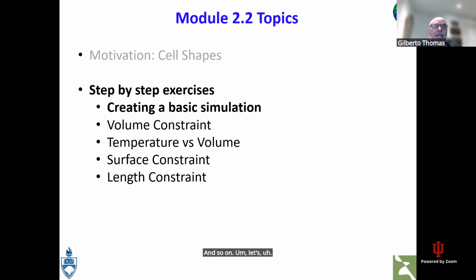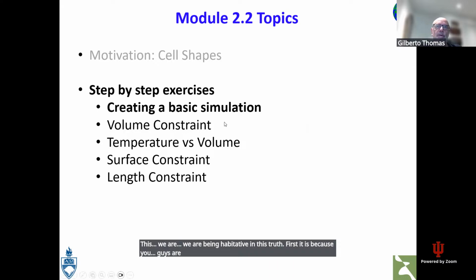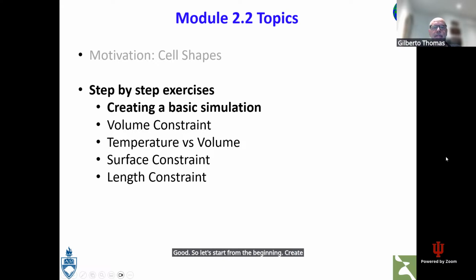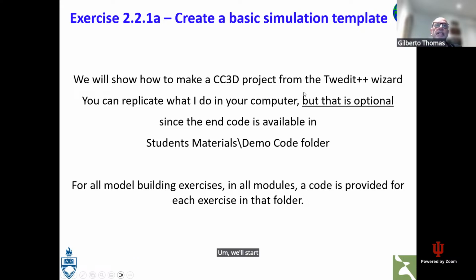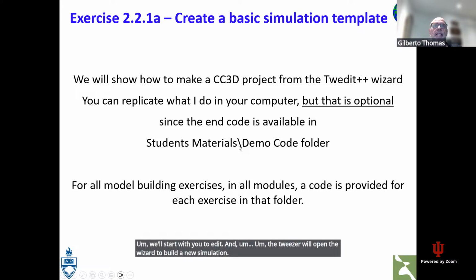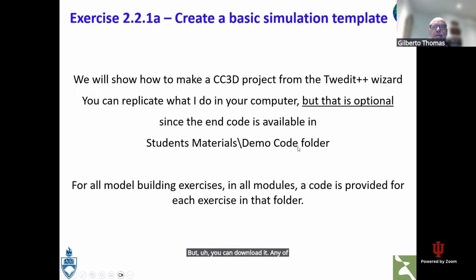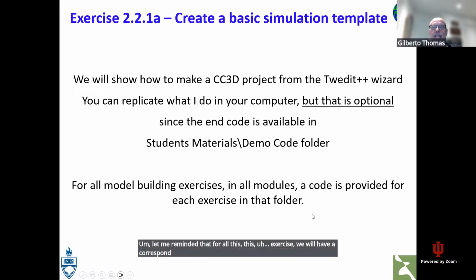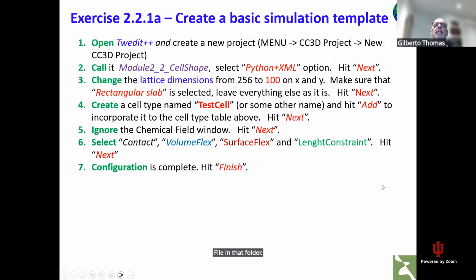Let's start by building a basic simulation. We are being repetitive in these first two days because you guys already know this code. So let's start from the beginning, create a very basic simulation. We start with Twedit, and from Twedit we will open the wizard to build a new simulation. But you can download any of the exercises you are going to build here from the students materials demo code folder on the website. Let me remind you that for all these exercises, we will have a corresponding exercise file in that folder. Okay, let's do it.